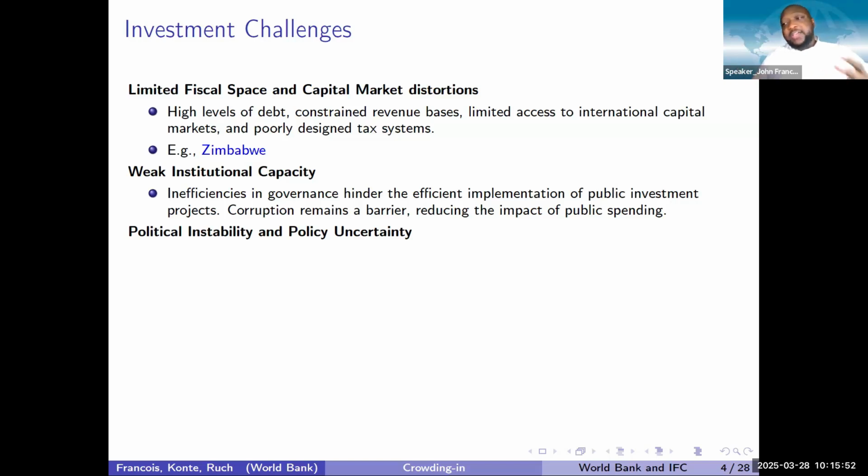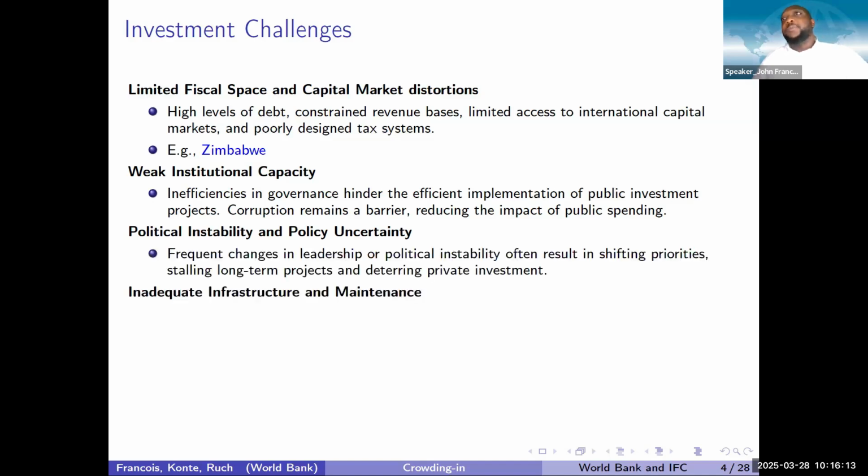So there's a case where government can actually spend or invest more, but because of all these weak governance or institutional issues, it may not necessarily translate one for one into crowding in, let's say, private investment, or even translate investment into new capital. And of course, political instability has been a problem. Frequent changes in leadership or political instability overall often result in shifting priorities, right? Which often stalls long-term projects and also deters new private investment coming in.